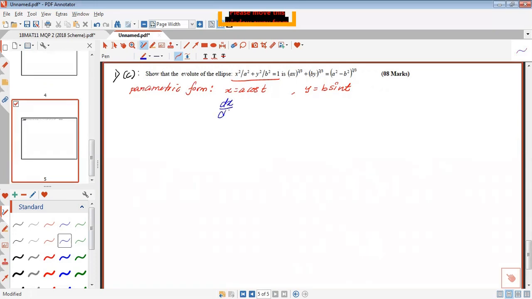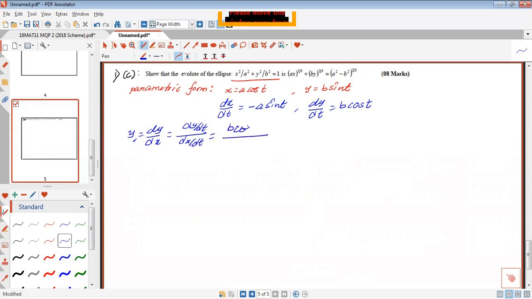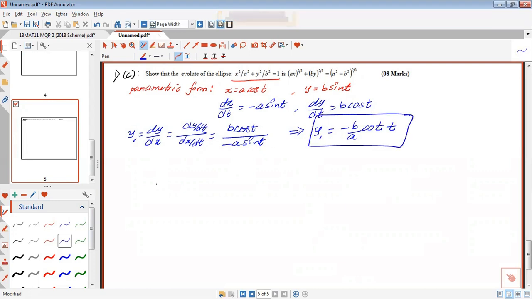Differentiation of x with respect to t is minus a sin t, a is constant, and differentiation of cos t is minus sin t. Differentiation of y with respect to t is b cos t, b is constant, and differentiation of sin is cos t. Write the value of y1, that's nothing but dy by dx, or dy by dt divided by dx by dt, that is b cos t divided by minus a sin t, so the value of y1 is minus b by a cot t, since cos by sin is cot t. Similarly, differentiate now.